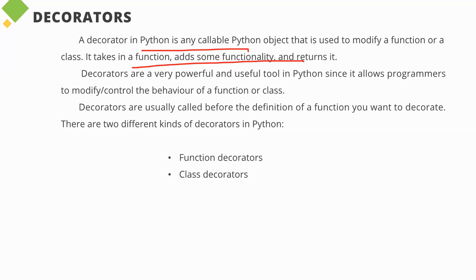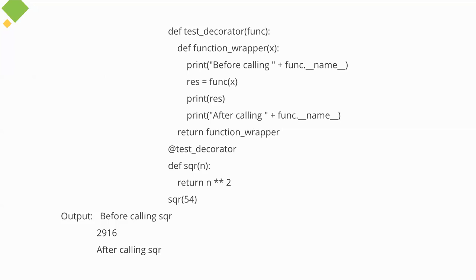These are of two types: function decorators and class decorators. If you use the decorator for a function, it is called a function decorator. If you use it for a class, it is called a class decorator. Here is what the code looks like: test decorator, def function wrapper. I'm using @test_decorator, and here the decoration starts.